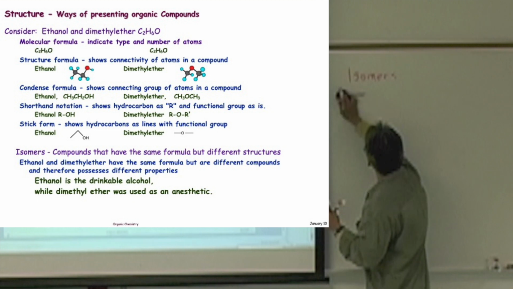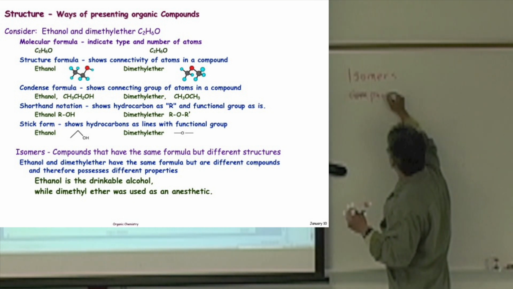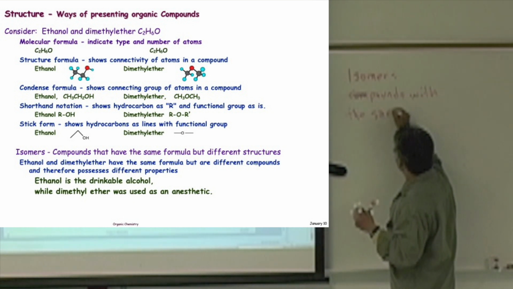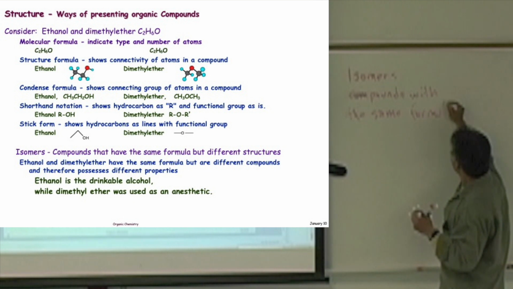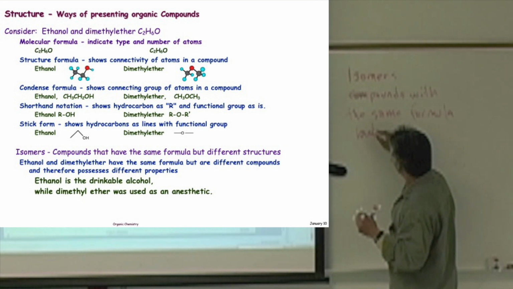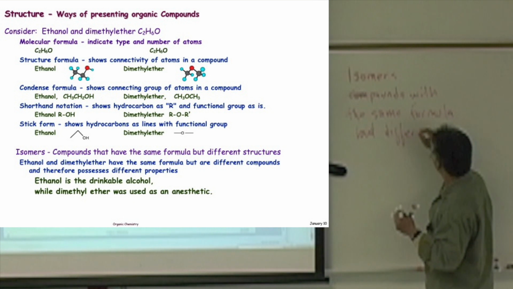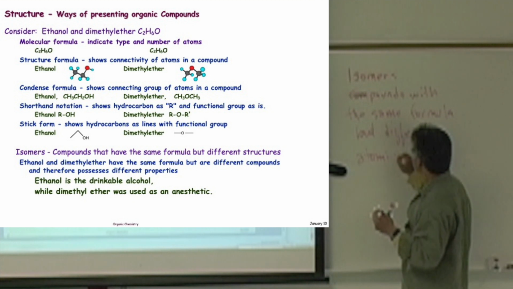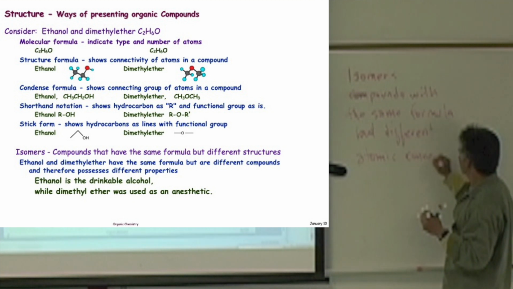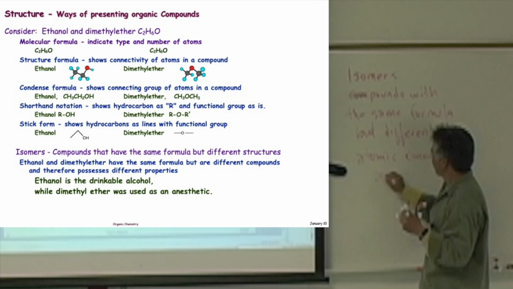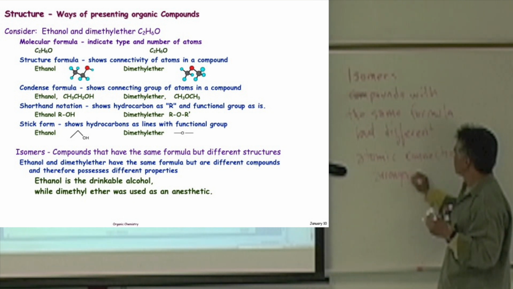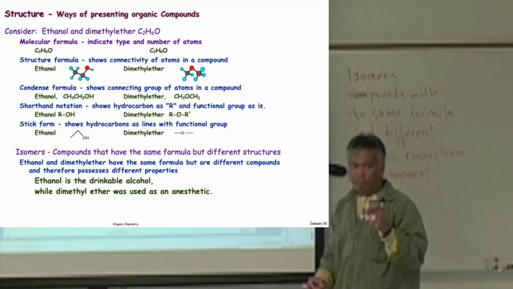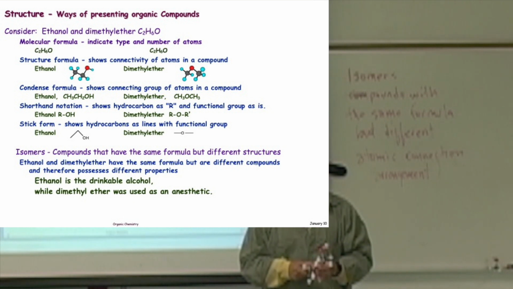Chemicals, compounds with the same formula but different atomic connection or arrangement. So these two are isomers because these guys have the same formula, but they have different atom connectivity.